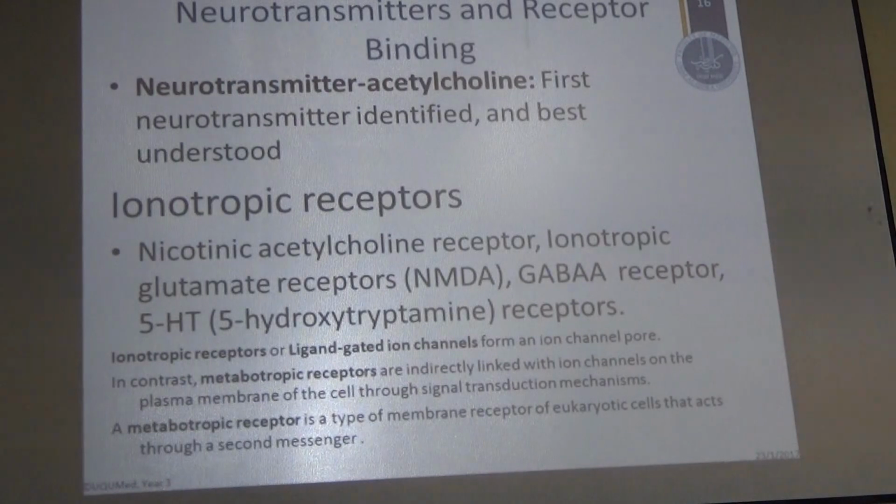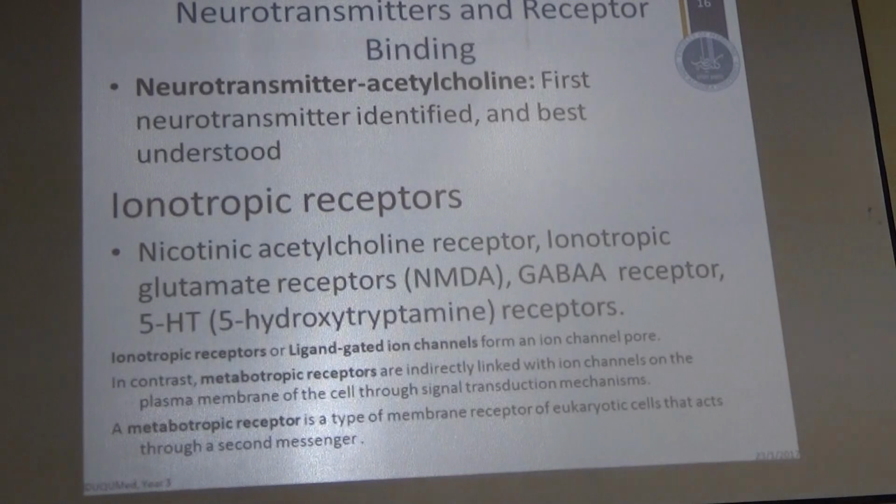In contrast, metabotropic receptors are indirectly linked. They are not related to chemicals directly. It's not that acetylcholine will come and they will open. No. Sometimes some channels do not open until some changes happen inside. We say second messenger. I don't know how much you know, this is not the topic. The second messenger is activated and through mediation the channel opens. It does not open by chemical. So those channels are called metabotropic receptors.